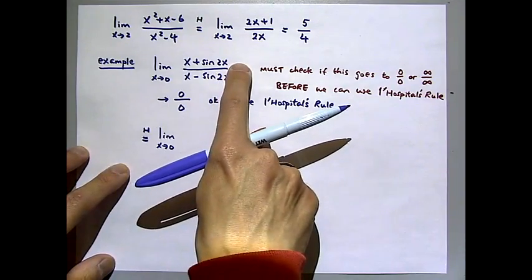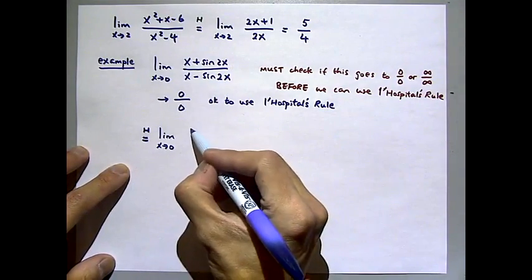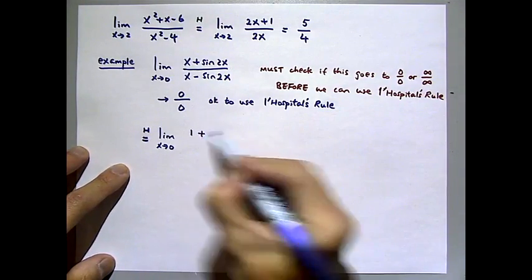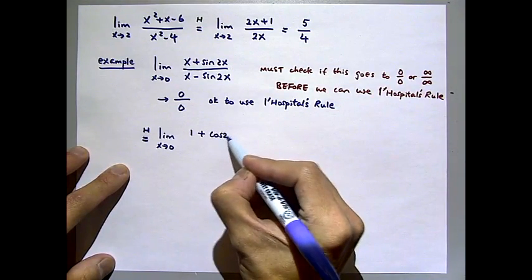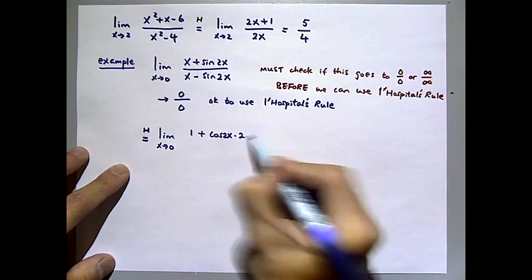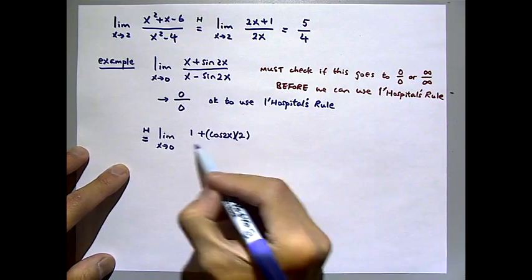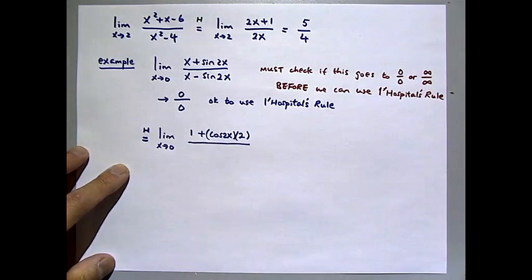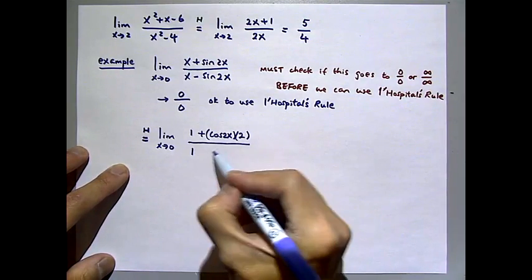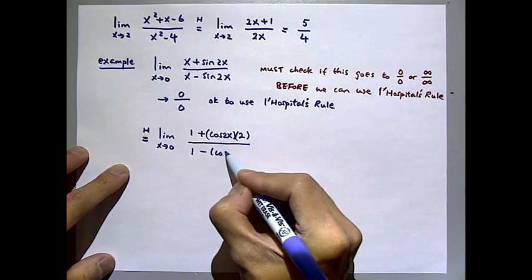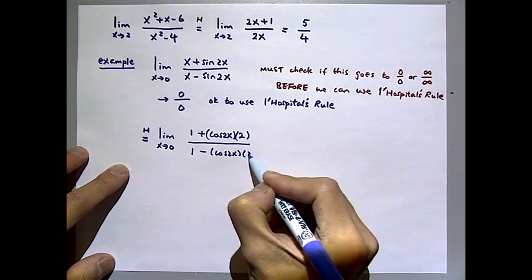We'll take the derivative of the top, 1 plus cosine of 2x times 2. Remember to use chain rule as usual. Downstairs, same thing. 1 minus cosine of 2x. Again, chain rule applies. We get a 2.